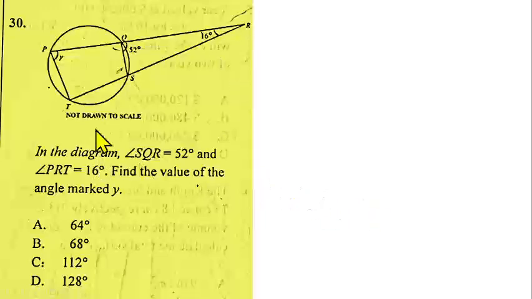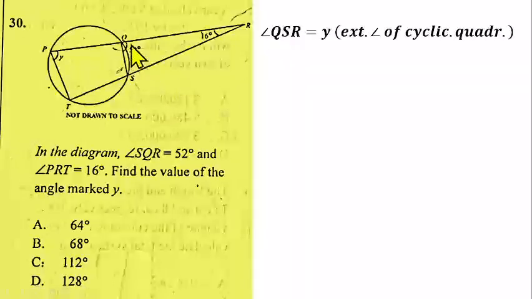If you are very familiar with circle geometry, you can consider this a very simple question, because the circle itself is a cyclic quadrilateral. So this angle Y and the angle QSR are equal, because the exterior angle of a cyclic quadrilateral is equal to the opposite interior angle. So angle QSR is equal to Y.